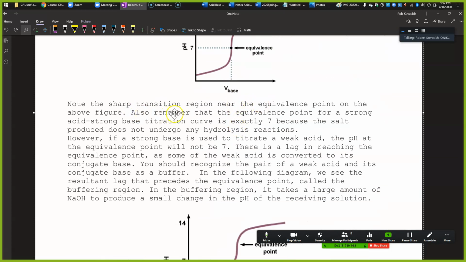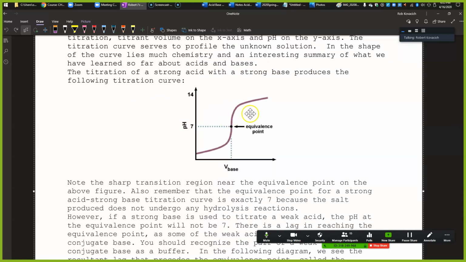This is the titration curve for a strong acid being titrated by a strong base. And I know that because the equivalence point is exactly 7. So when the equivalence point is 7, that means I had strong of both of those, because when they're completely neutralized, all I have is a salt and water, and the salts of a strong acid and a strong base can't change the pH.